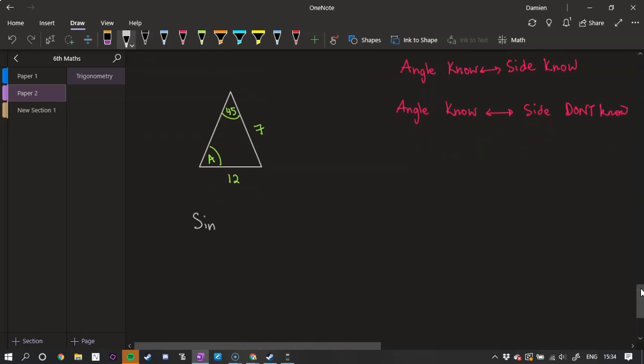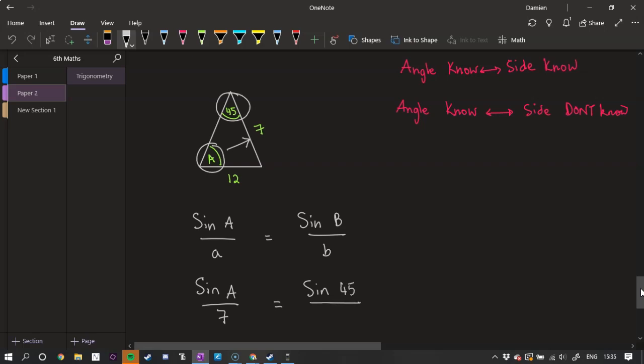Using this, we've got sine A over A equals sine B over side B. So filling this in, start with the angle that you're looking for, which is going to be the sine of A. You put that over the side A, which is the one that's opposite. You put that over 7 equals the sine of B, the other angle that we have, which is 45 degrees. And you put that over the side B, which is 12.